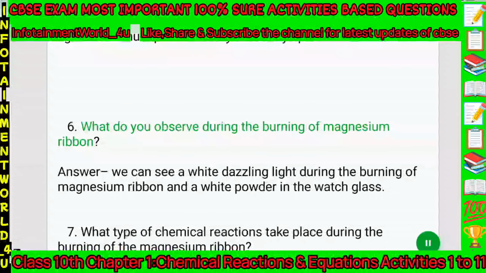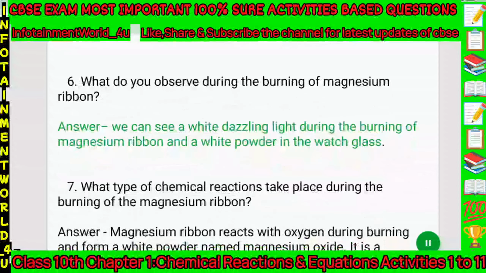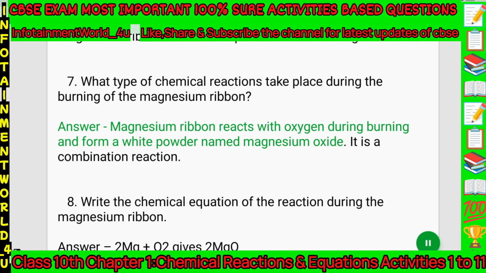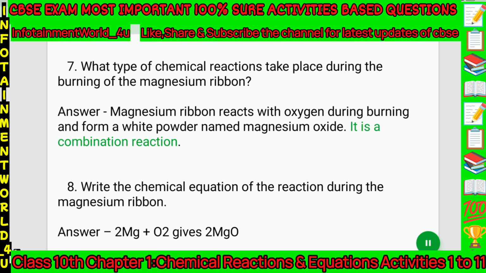6. What do you observe during the burning of magnesium ribbon? Answer. We can see a white dazzling light during the burning of magnesium ribbon and a white powder in the watch glass. 7. What type of chemical reactions take place during the burning of the magnesium ribbon? Answer. Magnesium ribbon reacts with oxygen during burning and forms a white powder named magnesium oxide. It is a combination reaction.